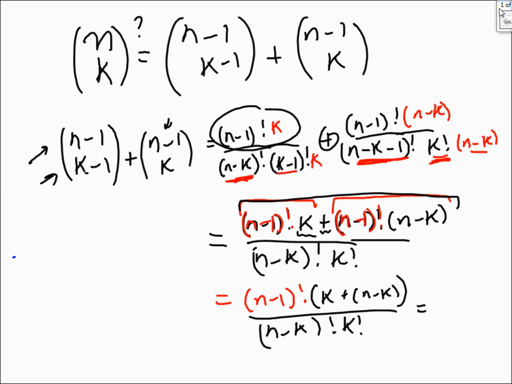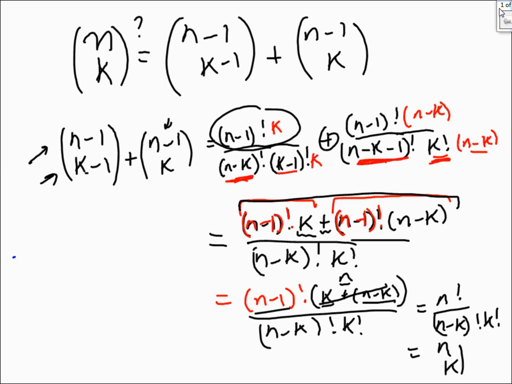But now we're done. Because if you have n and you take away k and you add back k, this is just n. N minus 1 factorial times n is n factorial. So now this is exactly n choose k.